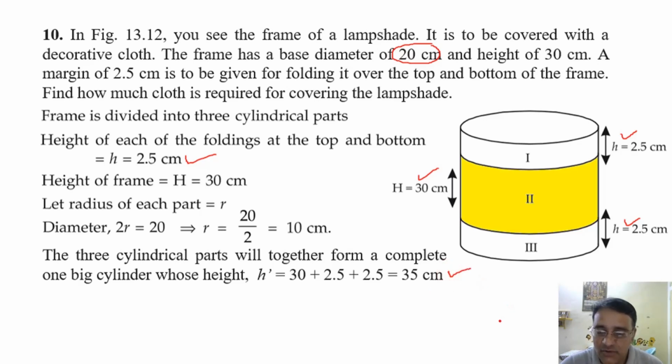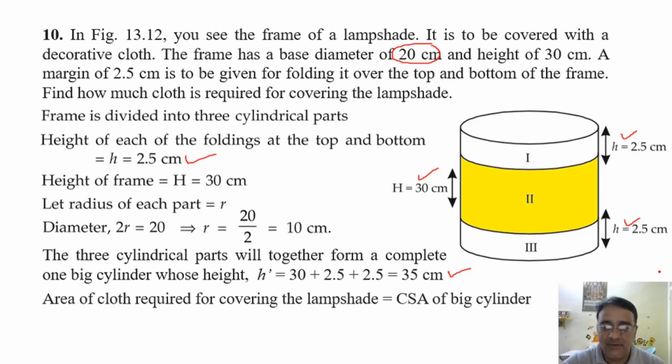Okay. So now if we want to find the area of the cloth, the area of the cloth will be equal to the curved surface area of the big cylinder. And what is the formula for this one? 2 pi r h. Yes, 2 pi r h dash, because we took h dash.